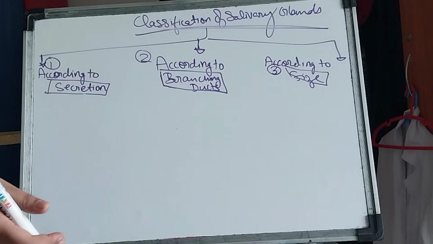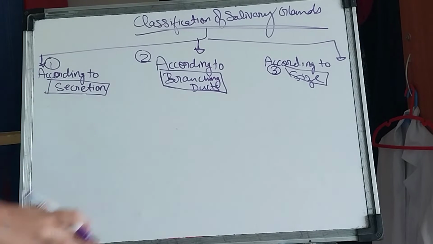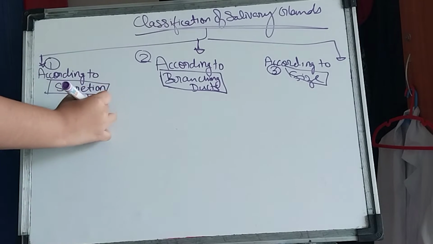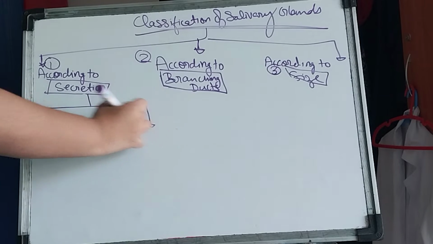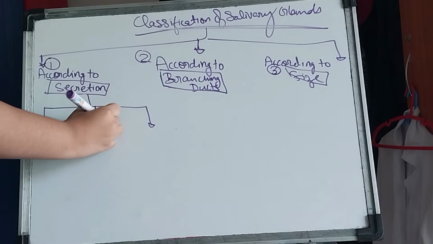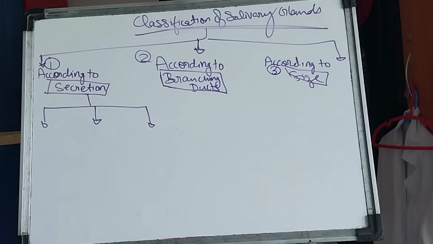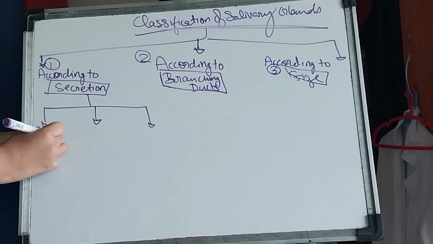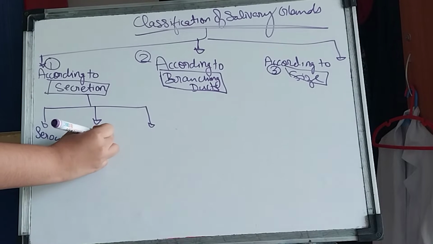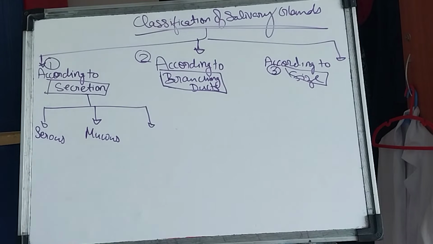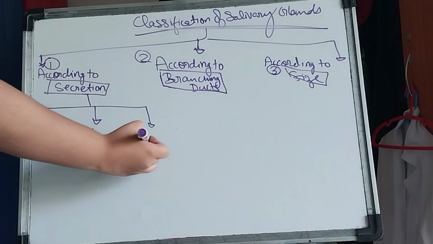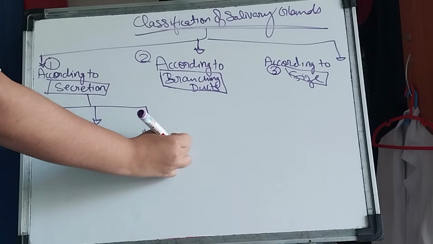So the first classification, according to the secretion, has three types. Secretion of the saliva can be thin or thick. The thin one is called the serous type, and the thick is called mucus. The third type secretes both, that is mixed. It secretes serous and mucus.